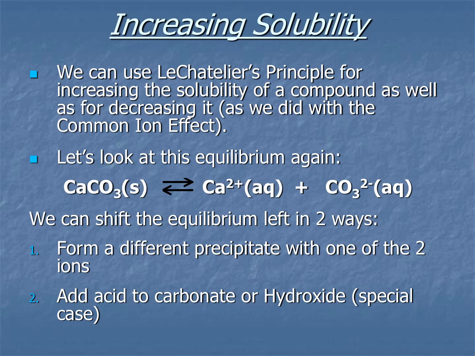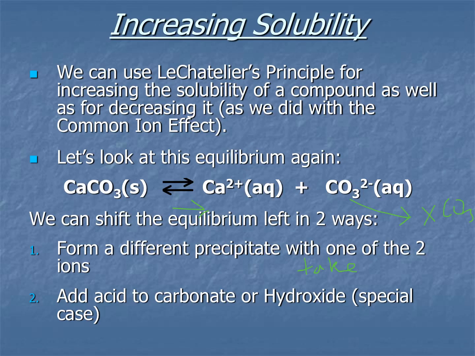So increasing solubility. We can use Le Chatelier's principle for increasing the solubility of a compound, as well as for decreasing it. So let's look at this equilibrium again. Calcium carbonate breaking apart into calcium and carbonate ions. We can shift the equilibrium to the left in two ways. One, we can form a different precipitate with one of the two ions. If we did this, then this would be the take away. So if we take away a carbonate by forming some other compound, XCO3, that would be take towards.